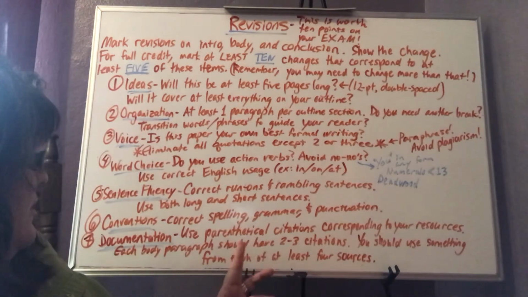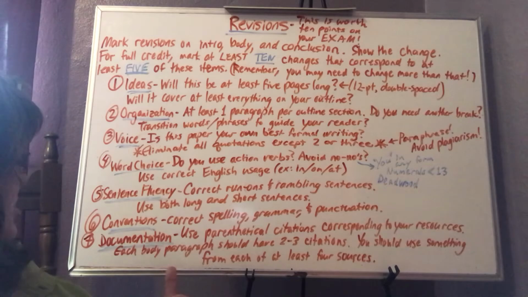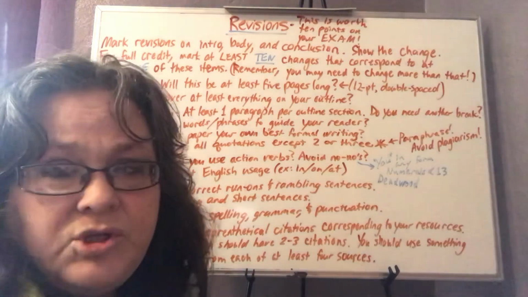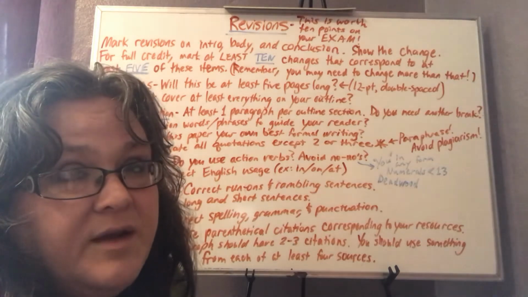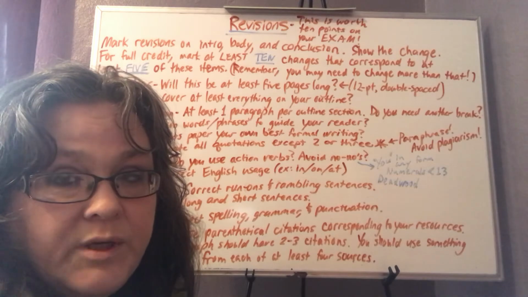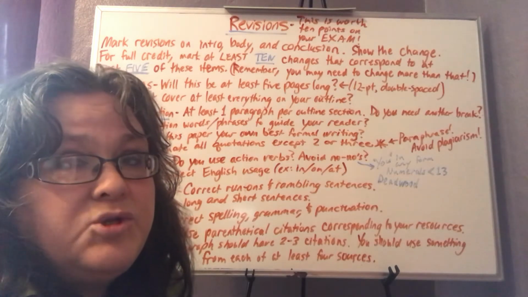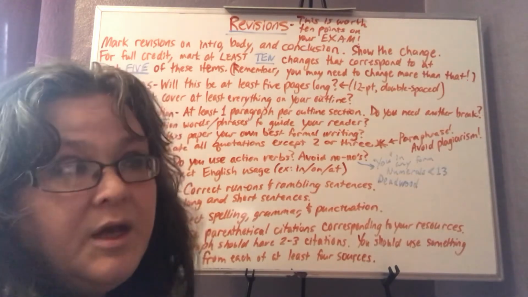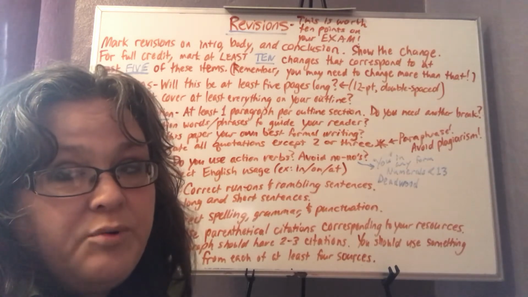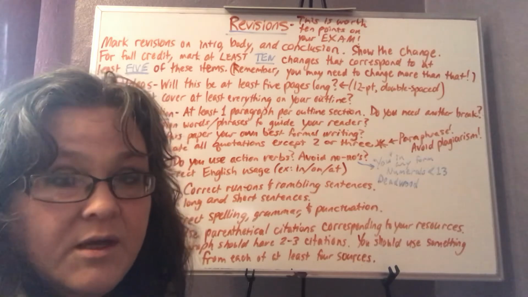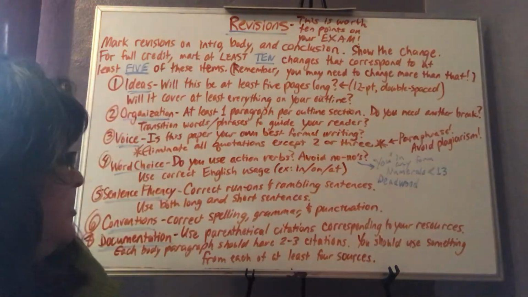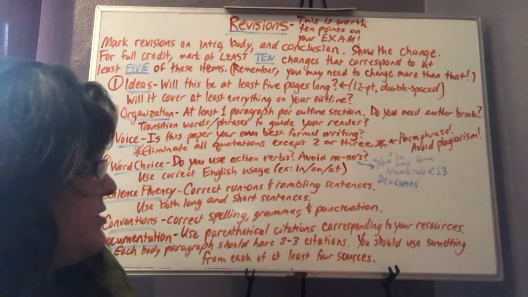Each body paragraph should have 2 to 3 citations. So you should not have a bunch of cited things strung together with no thoughts of your own between. This should be your paper, and you should use the things from your resources as support for your ideas. This is not a jigsaw puzzle. So each paragraph should have 2 to 3 citations.